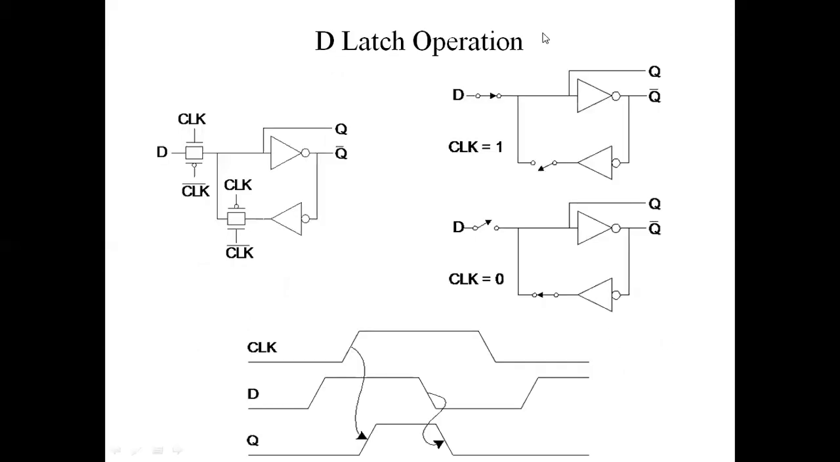Now we'll see the implementation. Then we are going to see the operation of the D latch here. So this is a diagram of the D latch by using the CMOS. When the clock equals 1, the clock value equals 1 means the gate control for the NMOS is 1, and because of this the NMOS conducts.